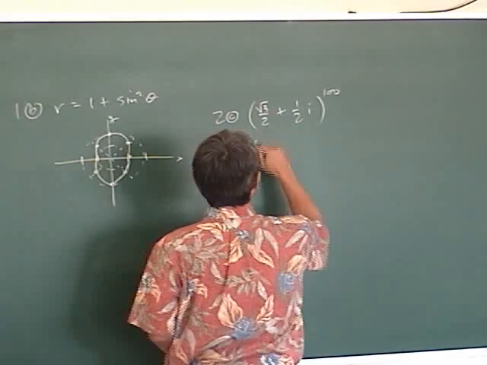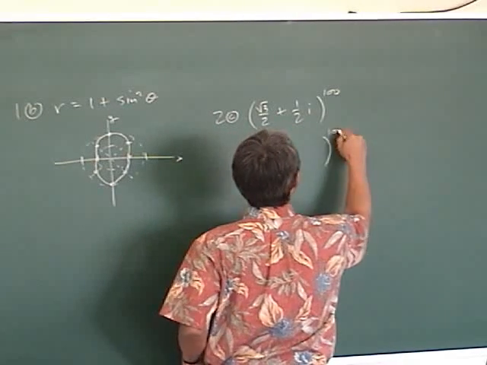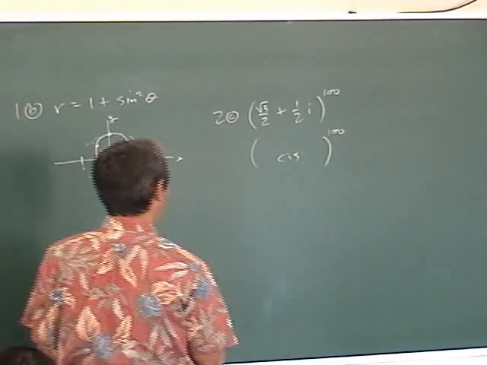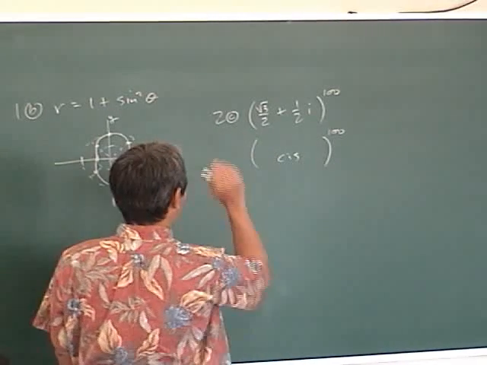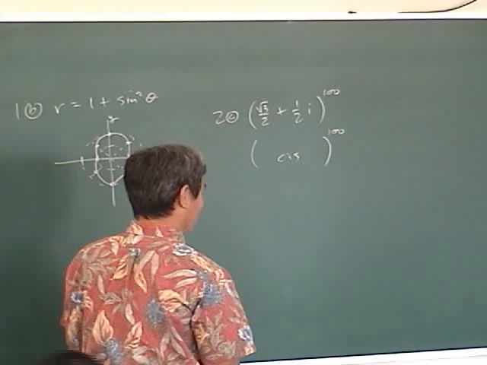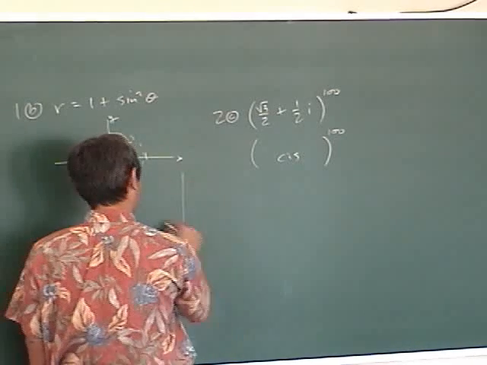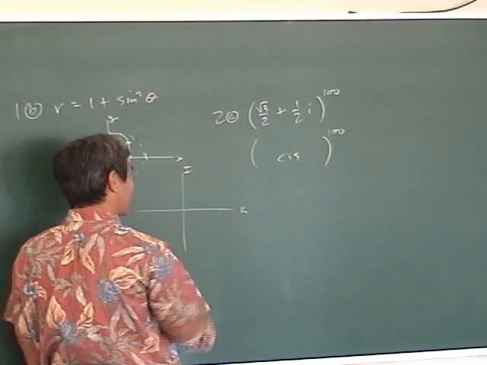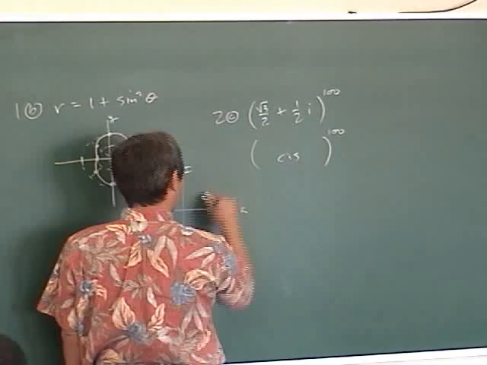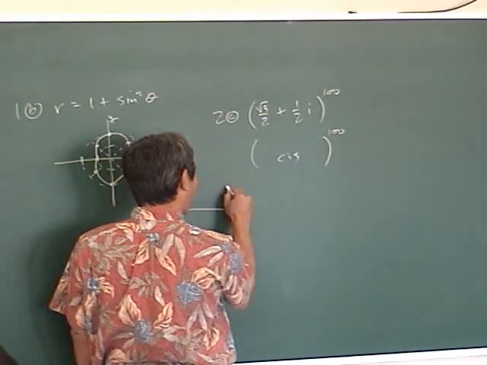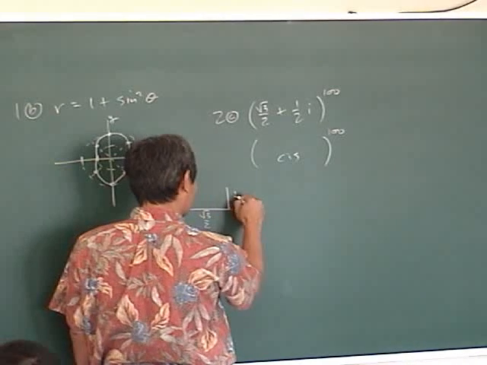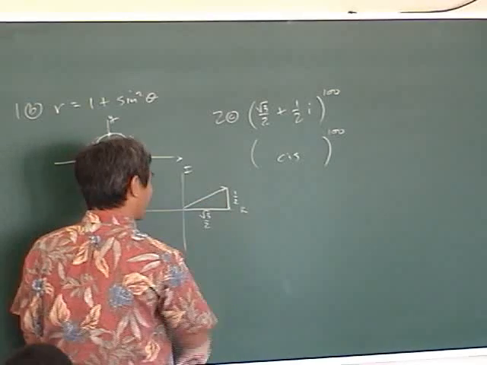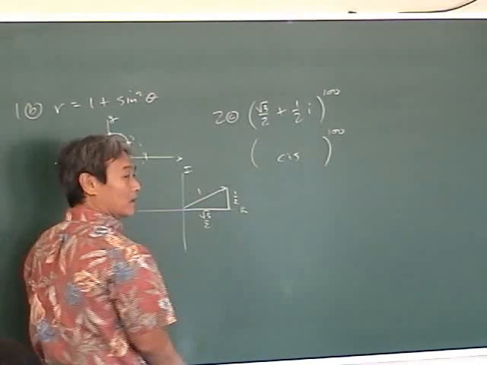The first step is you have to change this into r cis theta form. You've got to change it into polar form so you can apply the theorems. And what's the fastest way to change from rectangular to polar? Draw the picture. See, now instead of x and y axes, you have real and imaginary axes. That's the only difference. So if I go radical 3 over 2 to the right and 1/2 up, how far from origin am I? What's the length of that vector? 1.